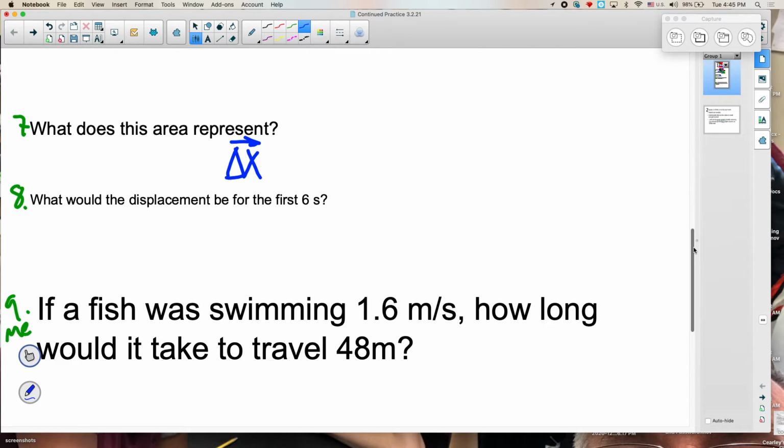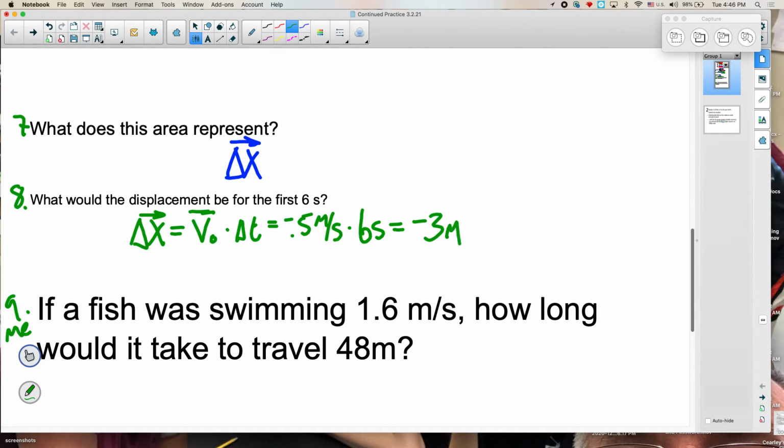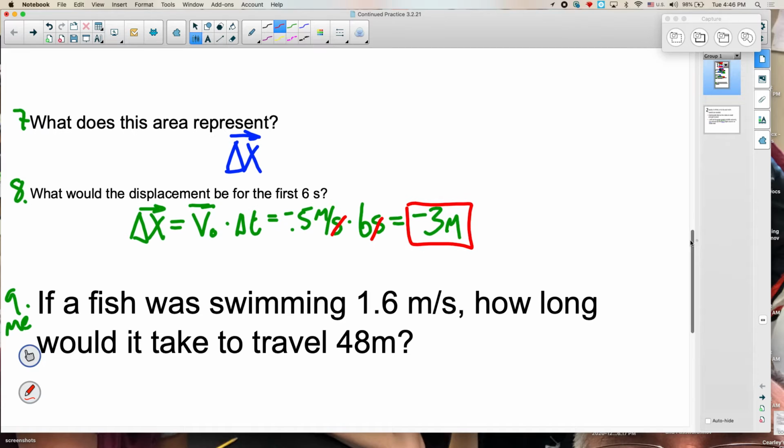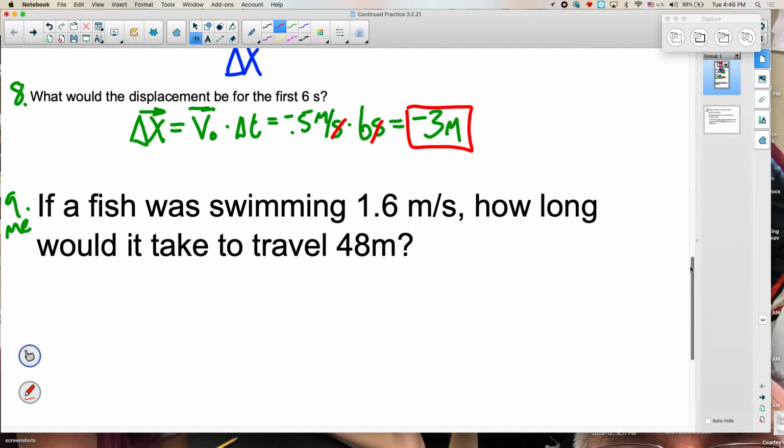What would the displacement be for the first 6 seconds? Well, we just said that the displacement was equal to the starting velocity times the change in time. For this case, our starting velocity was negative 0.5 meters per second, and we want to run that just for 6 seconds. Negative 0.5 times 6, or half of 6, would be 3, so that'd be negative 3. Meters per second times seconds, the seconds cancel out, so negative 3 meters would be the displacement for the first 6 seconds.